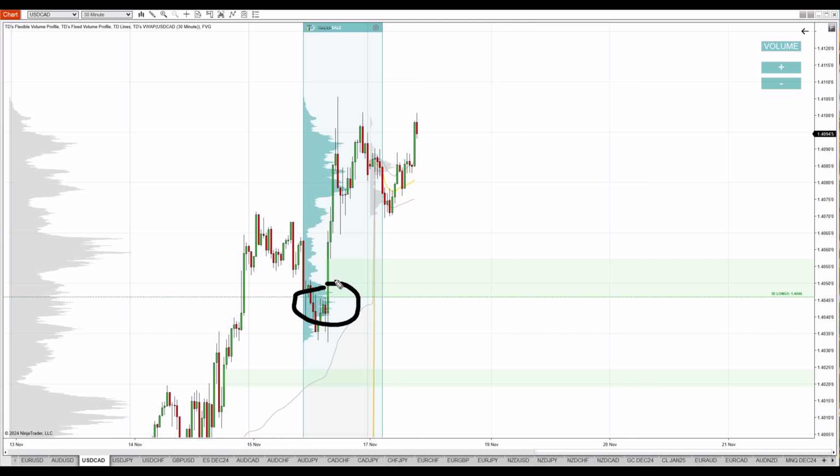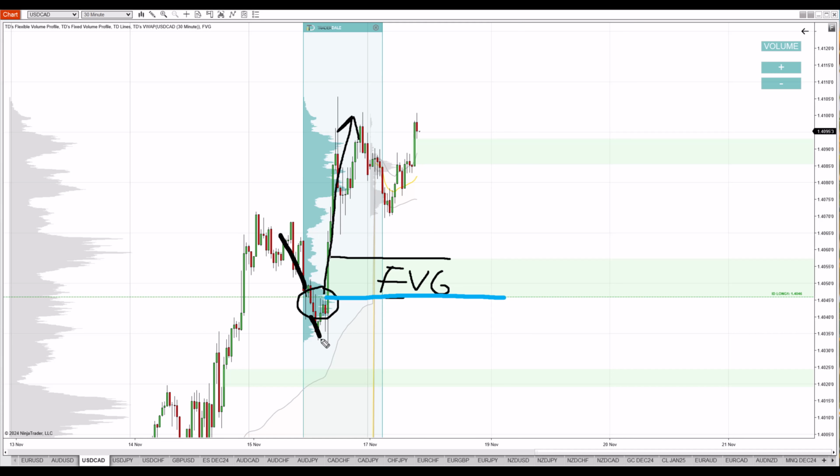So this heavy volume cluster is telling me that buyers were active here, and when the price was going downwards, then buyers started to jump in, and then they reversed the price and pushed the price aggressively upwards. What I also like here is that there was a fair value gap highlighted in green here, because it is a bullish fair value gap, and the beginning of the fair value gap is in here, and that's where I placed my long level. All right, so our long level is based on rejection, the volumes within the rejection, and also the fair value gap.